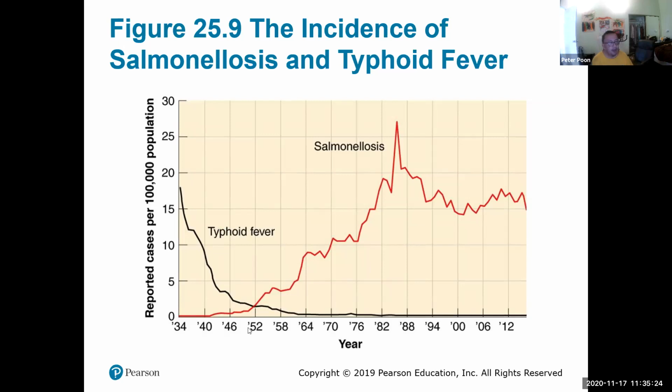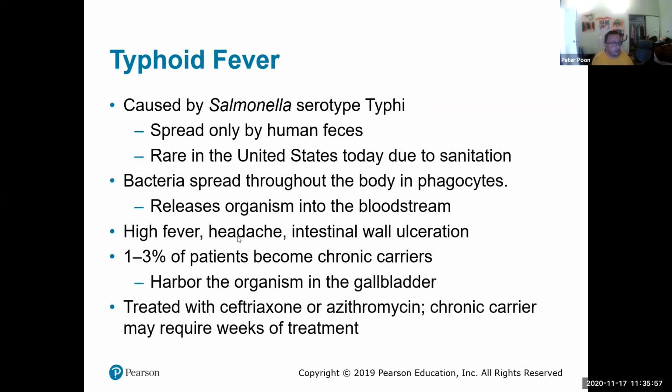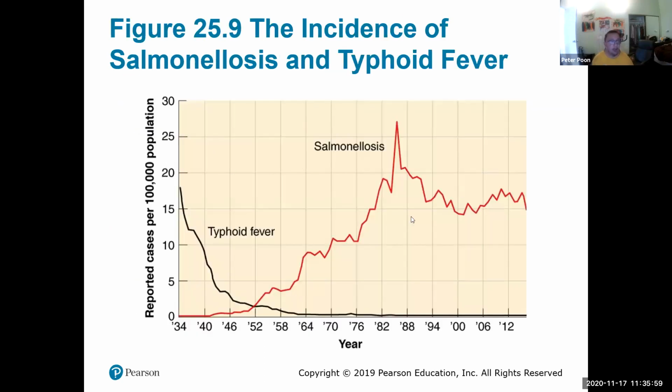Typhoid fever is spread through uncleanliness, feces and stuff like that, which is why as we got cleaner, there have been fewer and fewer cases of it. Salmonella, because it can survive in commercial chicken and egg production, it can survive in the albumin. Albumin is most of the egg white. So there's much more salmonella occurring nowadays.